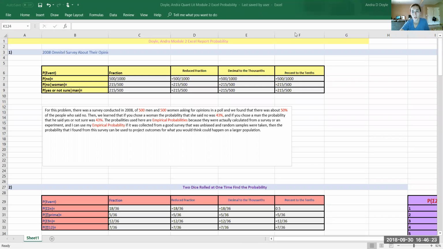I'm in Miss Benzi's online quantitative literacy class, and I am going to be doing my Excel report for Module 2 probability. I'll go ahead and get started. I have my screen shared here, and Miss Benzi asked us to scroll through at the beginning of our report and show our formulas. So I'll do that right quick and get that out of the way.